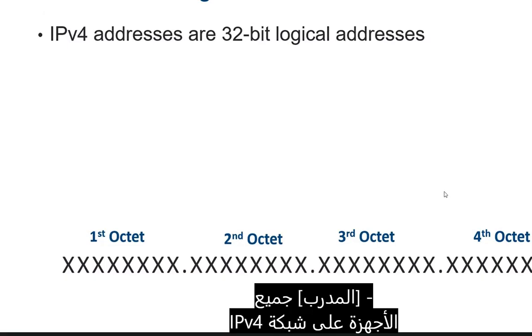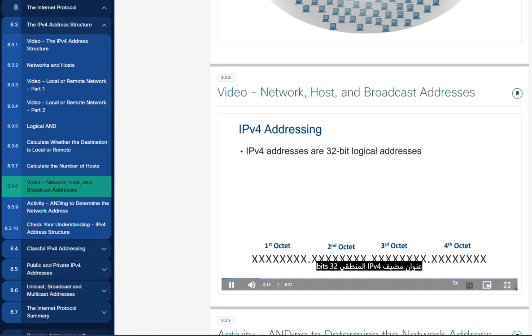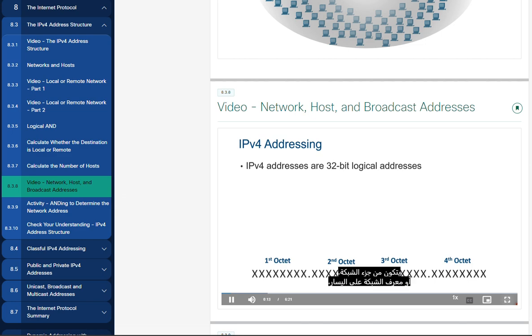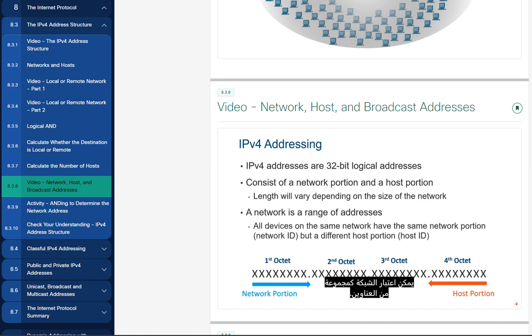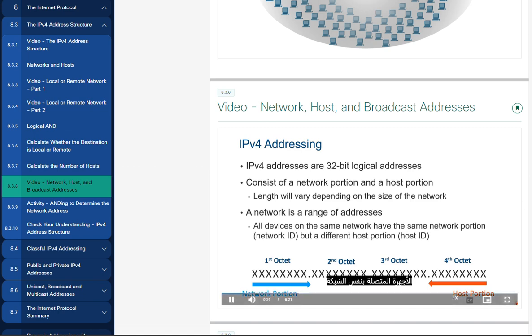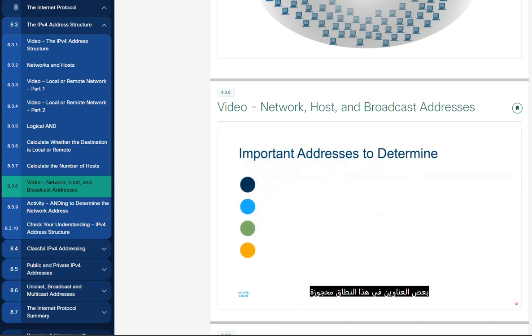All devices on an IPv4 network need a 32-bit logical address in order to communicate. This 32-bit logical IPv4 host address consists of a network portion or network ID on the left and a host portion or host ID on the right. The length of these depends on the size of the network. Larger networks will have a longer host portion. A network can be thought of as a range of addresses. All devices on the same network have the same bit pattern for their network ID, but they will have a different host ID. Some addresses in this range are reserved and have a special name and meaning.